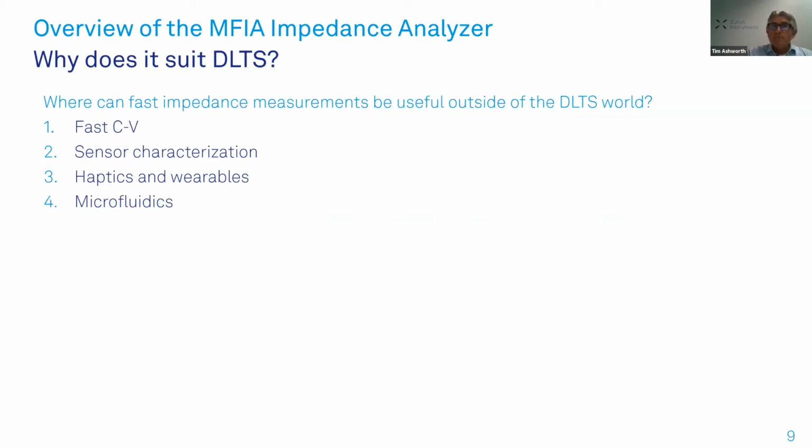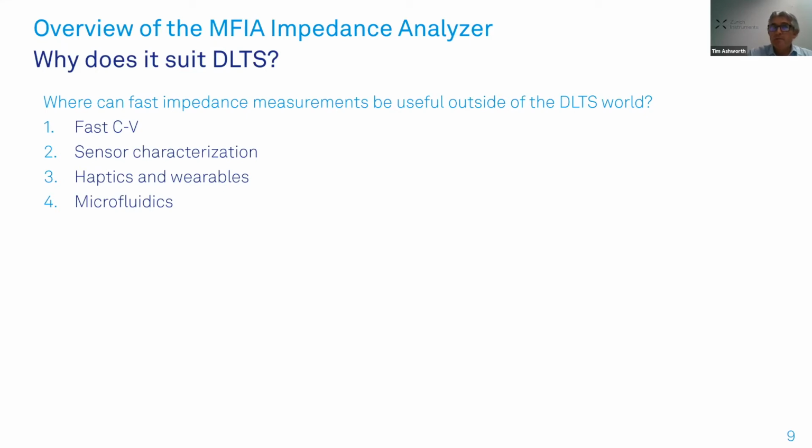Okay, so still on the topic of DLTS, I'd like to also take a moment to give it more of a worldview, where else fast impedance measurements can be useful. So if you have your MFIA, maybe you have colleagues working on fast CV, as I've mentioned. That's really the ability to ramp at 3000 volts per second and still track the capacitance. Secondly, sensor characterization. A lot of sensor developers want to know the change in impedance of their sensor, but they want to know it fast. They want to know it much faster than the change of the real world to ensure that it's reliable.